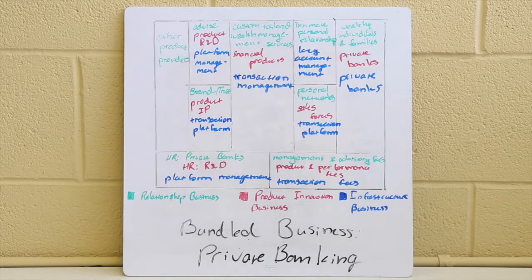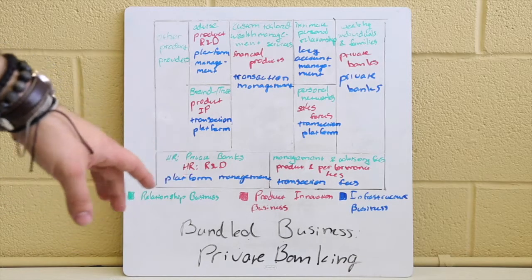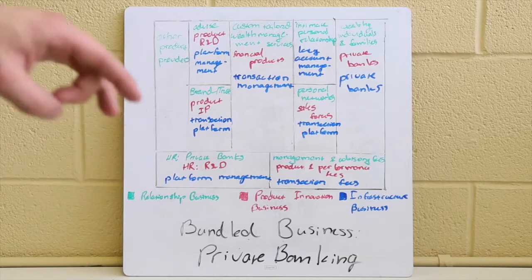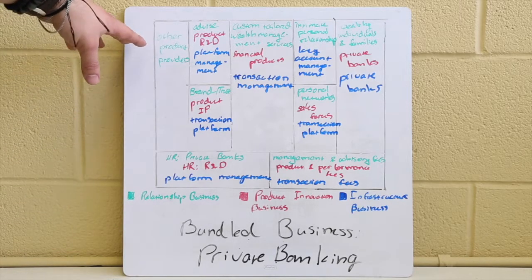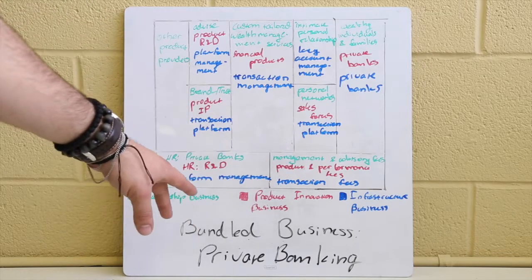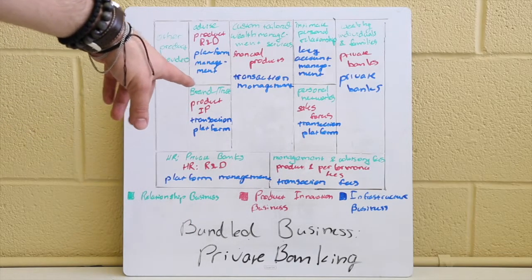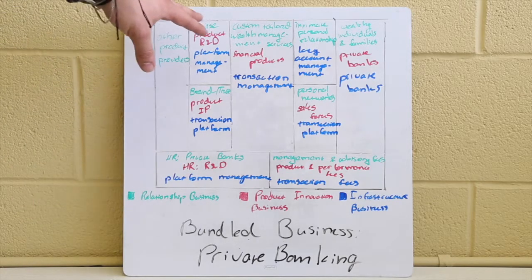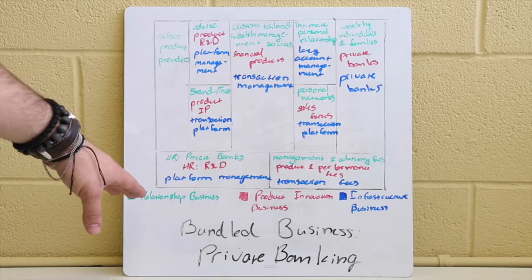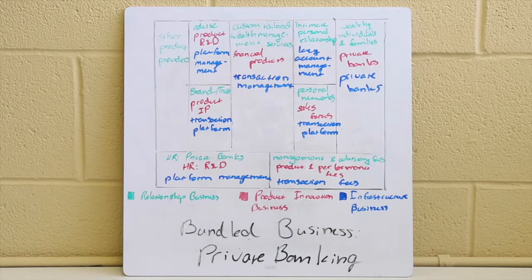What you see in front of you is an example of a bundled business. The example that we are referring to, taken from the book, is private banking. You can see in the private banking business model, there are 3 different types of businesses that fall under each building block. For example, the green is relationship businesses. So whenever you see anything written in green, that is speaking about the relationship businesses.